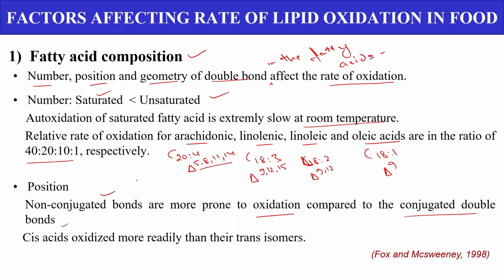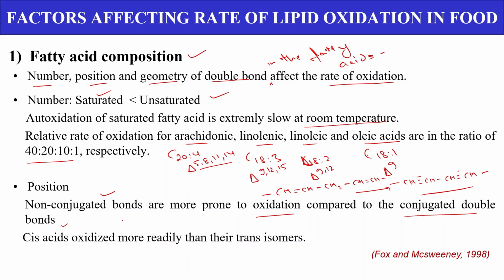Non-conjugated means non-alternate double bonds, and conjugated means alternate double bonds. So if there is a double bond here and here, this is alternate double bonds, so this is less susceptible as compared to the non-conjugated. Non-conjugated means that in between there will be a methylene group interruption. If interruption is there in the double bonds, then this is a non-conjugated double bond, and this non-conjugated double bond first gets converted to a conjugated double bond during autoxidation, as we have already seen.